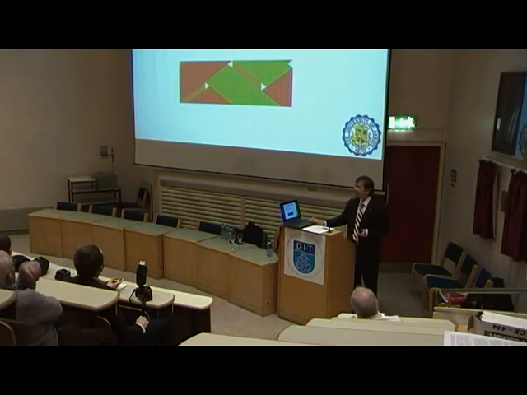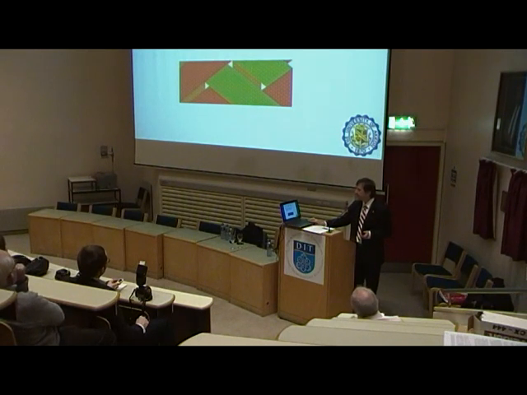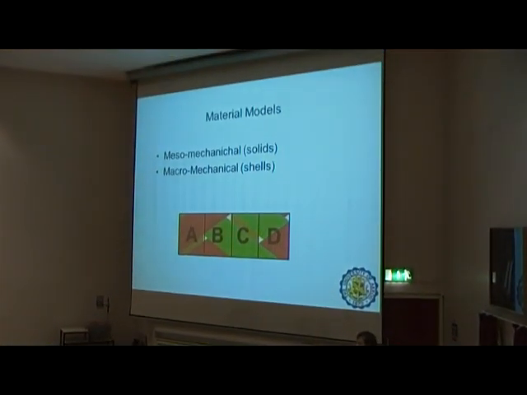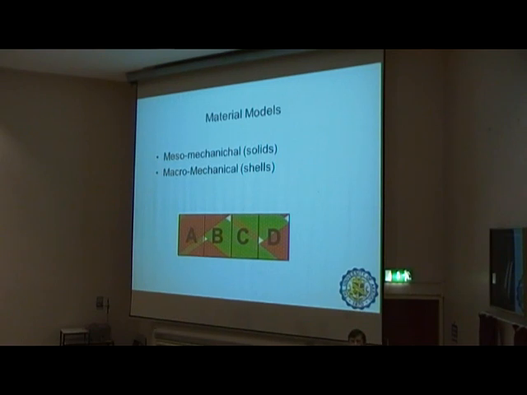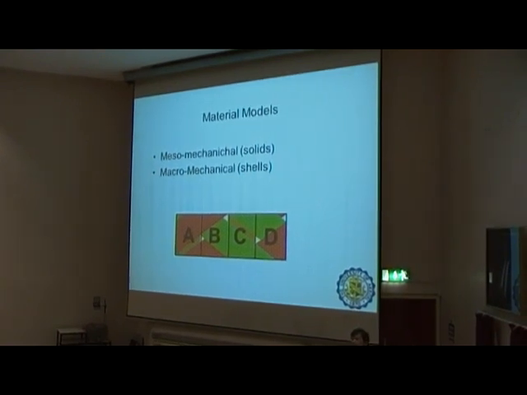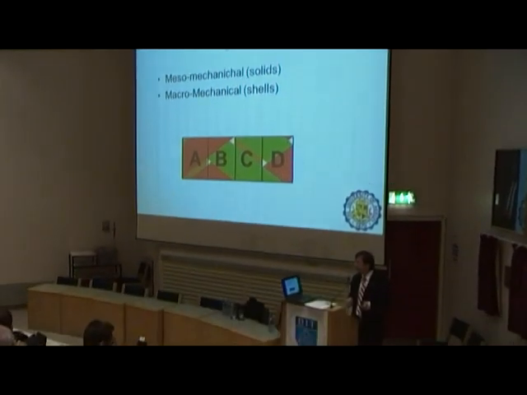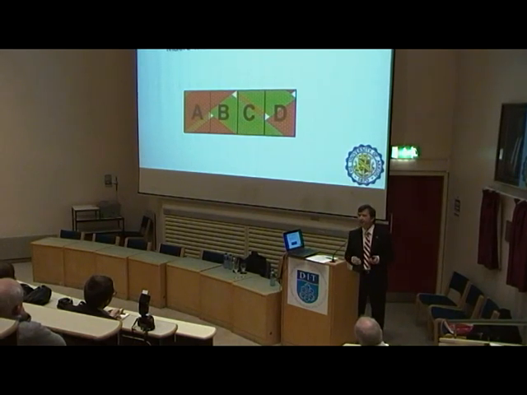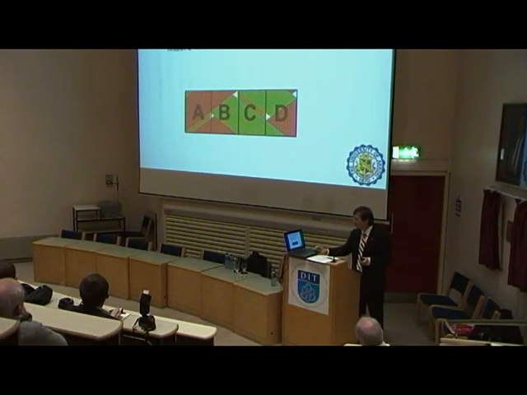And then all these tests are put together in the mesomechanical model, which is shown here, and the macromechanical model. For the macromechanical model, we divided the braid, the so-called representative volume element, into subsections A, B, C, D. In subcells A and C, the fibers are in plus, minus, and 0 degrees orientation, and then B and D are plus, minus 60 in different orientation.